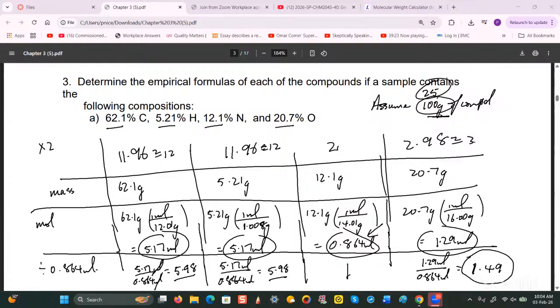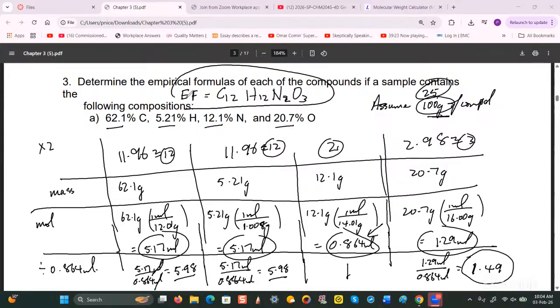All right, so now these numbers will serve as the subscripts in the empirical formula. So I'm going to write the empirical formula here. The empirical formula would be C12, H12, N2, O3. And that would be the empirical formula based on the data that is given.